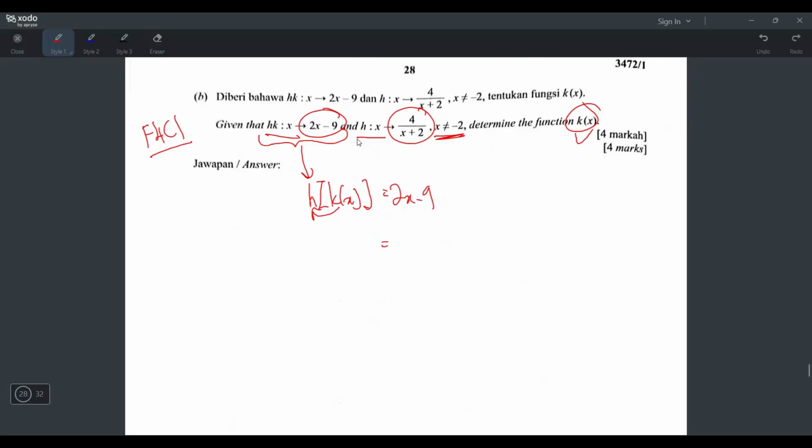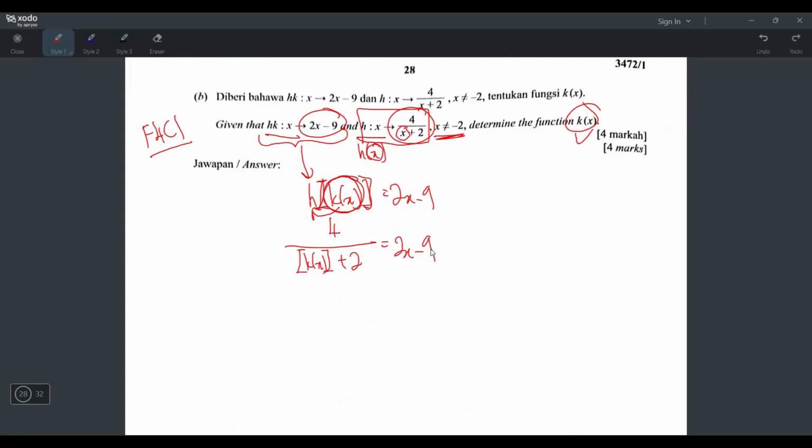As you can see, the function h is given here, right? So what you do is you will sub the kx inside the function hx punya x. I repeat, kx ni awak kena ganti dalam function hx punya x. So it becomes 4 over x plus 2, but the hx punya x kena ganti with kx. Because this is h bracket x, this is h bracket kx. So the x has to be replaced with kx. That's why this x is replaced with kx, and then equals to 2x minus 9. And now you just have to pindah, then you get the kx already.